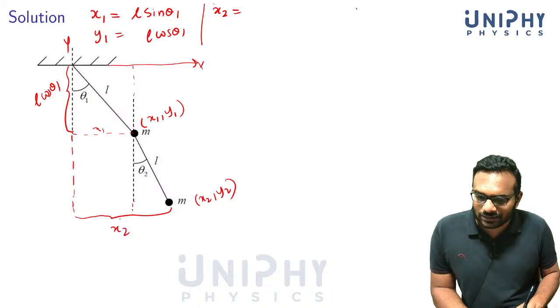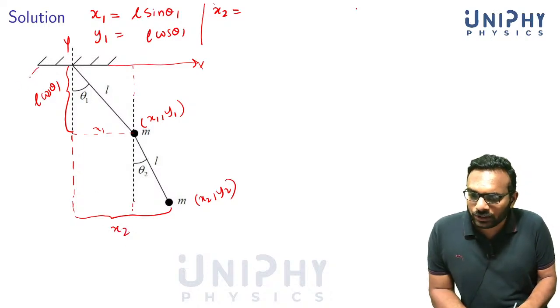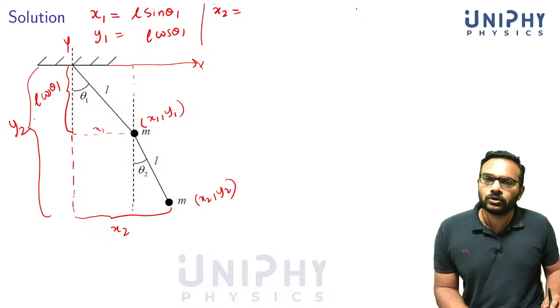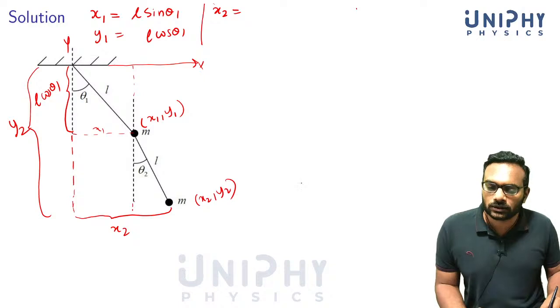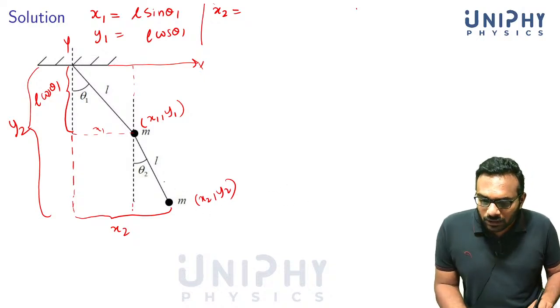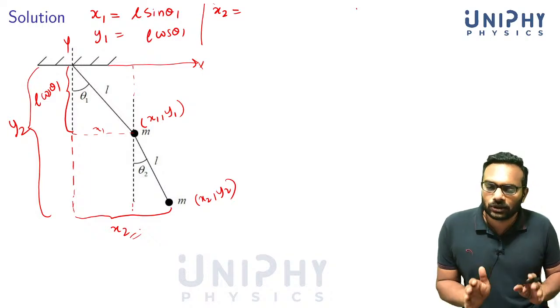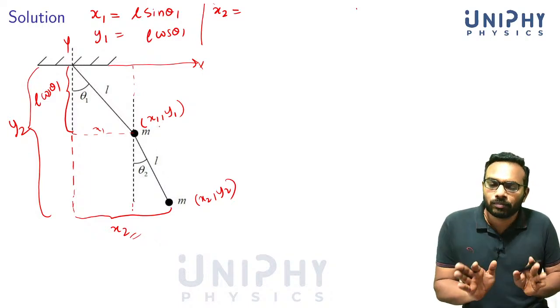Okay. This is x2, and what's y2? y2 would be this whole length. So x2 and y2 are the Cartesian coordinates of this second mass. Now if you are really careful and if you get this, the problem is done. In order to analyze this, you just have to know basic trigonometry.